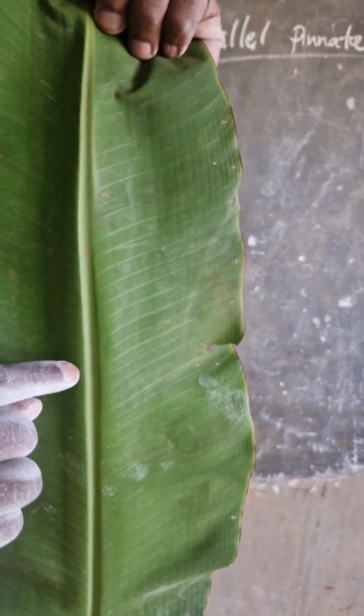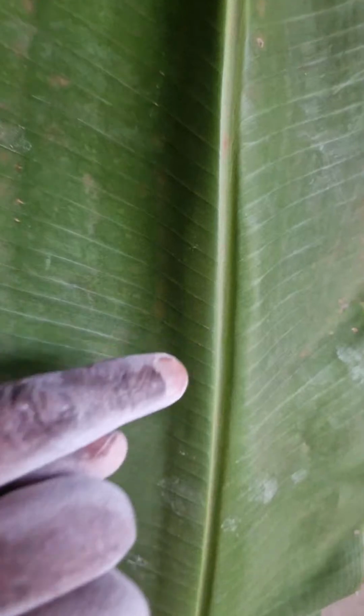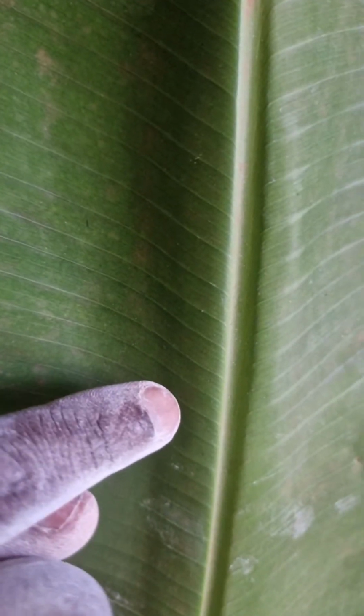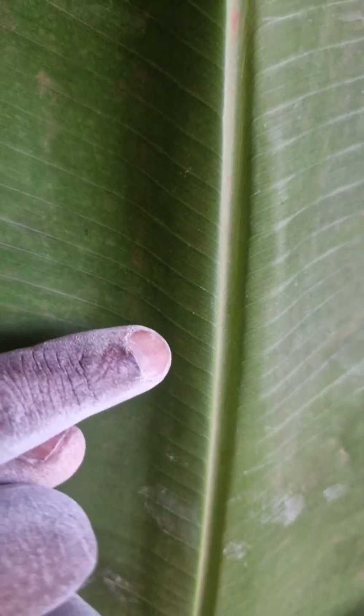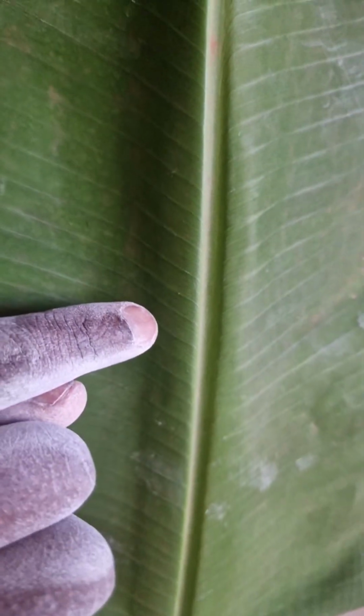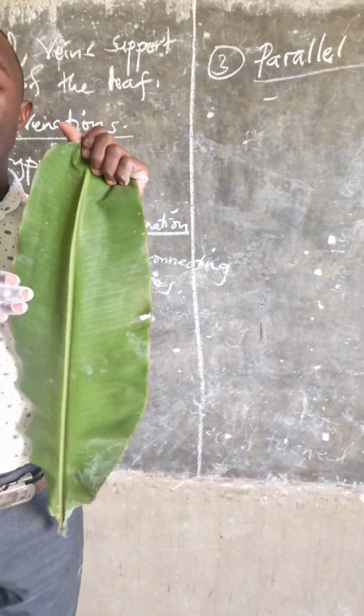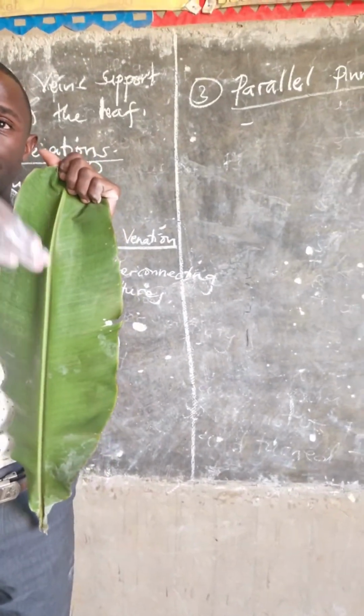The veins still have regular spacing between one another. Almost the space between this and this is the same space between this and this. The space between this and this is the same size space between this and the other one. They have regular spacing. They run parallel to one another. I'm talking of the veins, but perpendicular to the main vein.